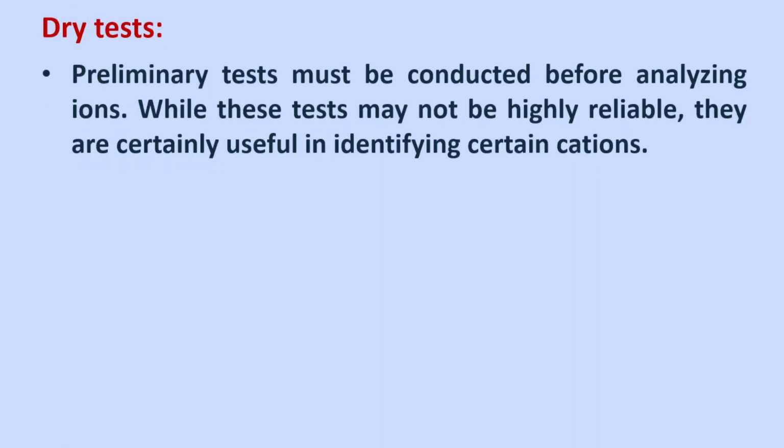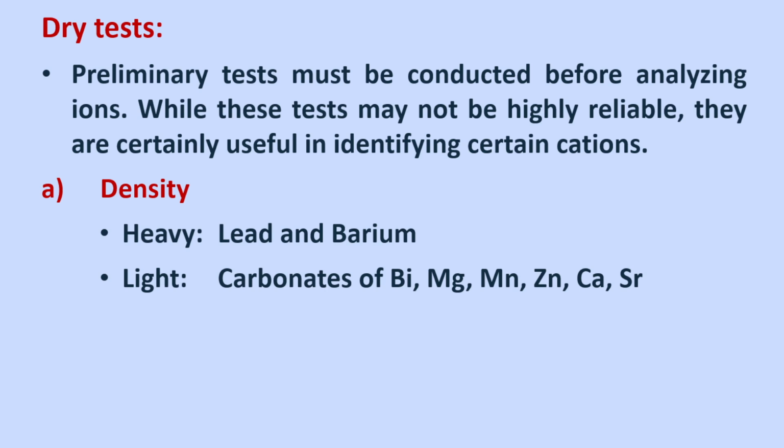In a broad sense, dry tests are preliminary tests that need to be done before analyzing ions. Although these tests are not very reliable, they are certainly helpful in identifying some cations. The first test is density. If the sample is heavy, it may be a salt of lead or barium, and if the sample is light in weight, like talc powder, it may contain carbonate of bismuth, magnesium, manganese, zinc, calcium, or maybe strontium.